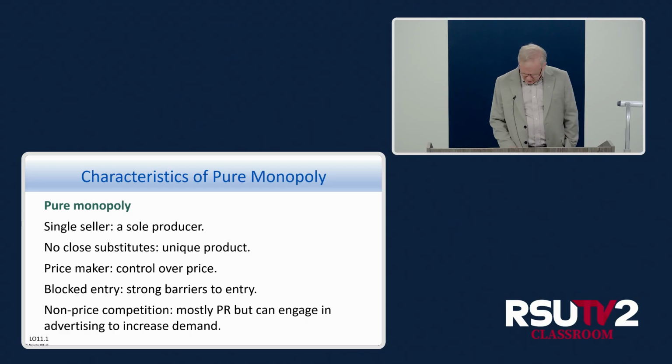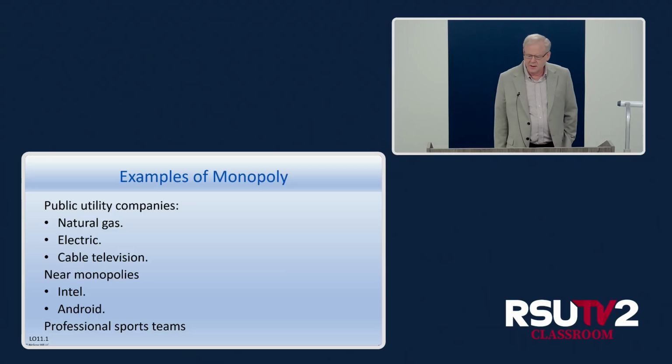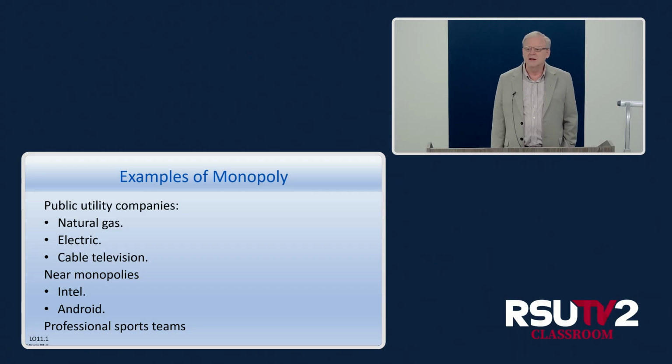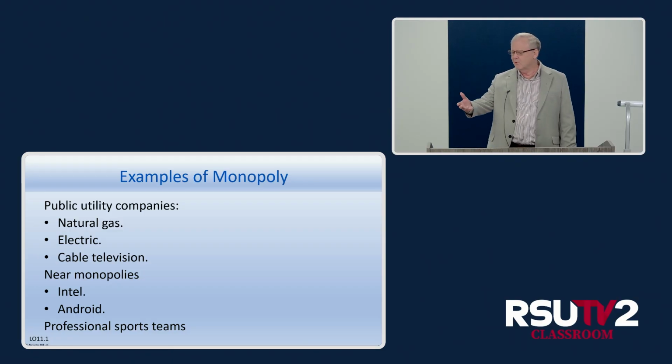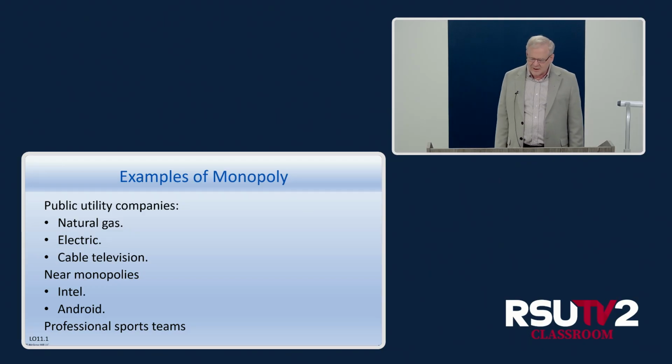I'm going to come back to that, so I'm just going to skip over that for a minute. Here are some examples of monopolies. Public utility companies are monopolies typically, okay? The natural gas company. So here in Oklahoma we have ONG, Oklahoma Natural Gas, that's a monopoly. Electric is Oklahoma Gas and Electric, OG&E. They're monopolies, these public utility companies.